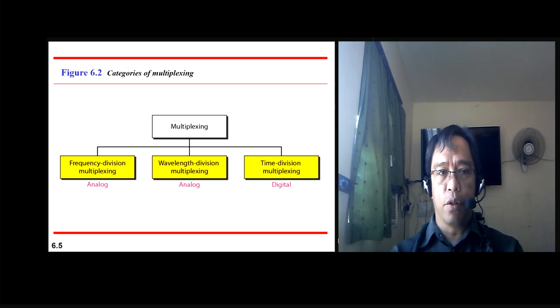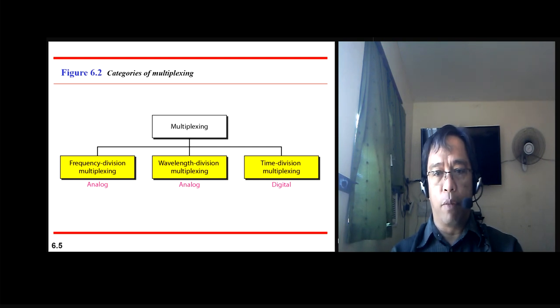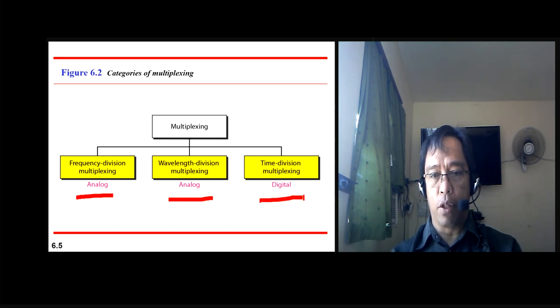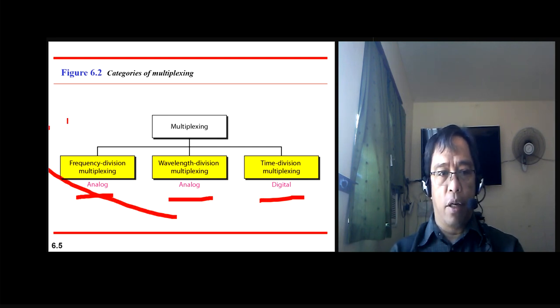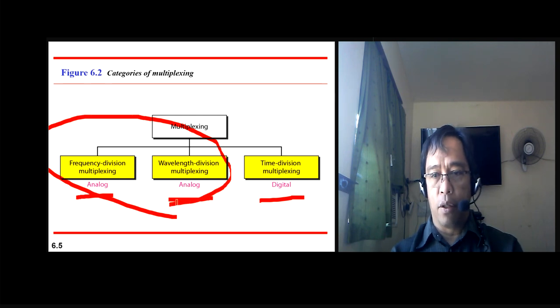Figure 6.2 shows the three basic multiplexing techniques. Number 1, frequency division multiplexing. Number 2, wavelength division multiplexing. And number 3, time division multiplexing. The first two techniques are designed for analog signals, while the third is for digital signals.